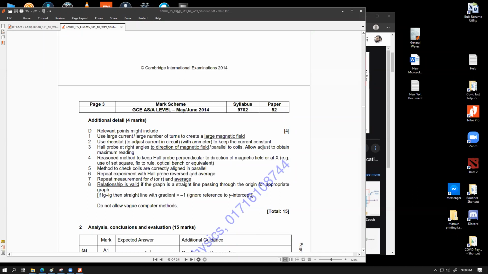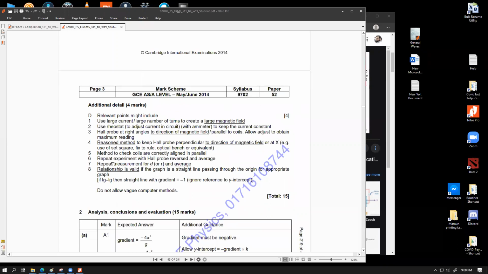Method to check the coils are aligned in parallel. I said that we should measure the distance between the two coils in different places and make sure that they're exactly equal, and hold them in place with clamps so that they do not change their distance over time. It's important that while you're doing the experiment, the coils should be properly clamped as well, because whenever you start flowing current through them, they themselves will attract each other. So if you don't clamp them properly, the moment you turn on the current, they might actually get closer and your whole measurement might get messed up.